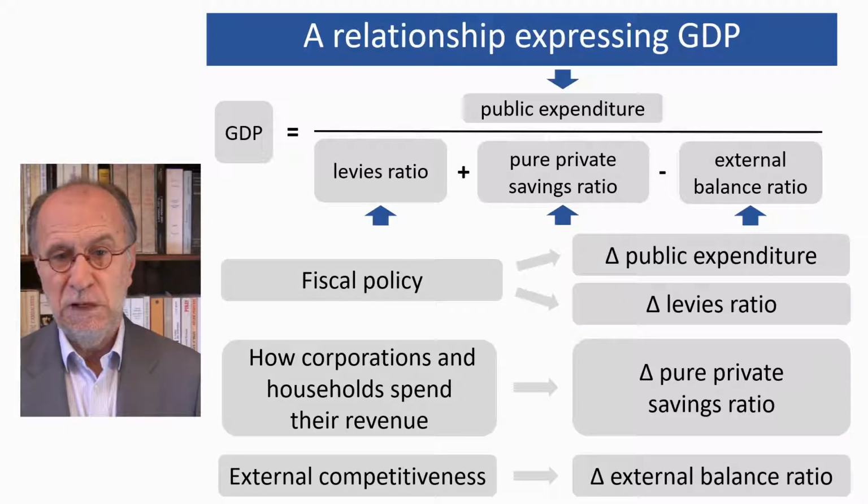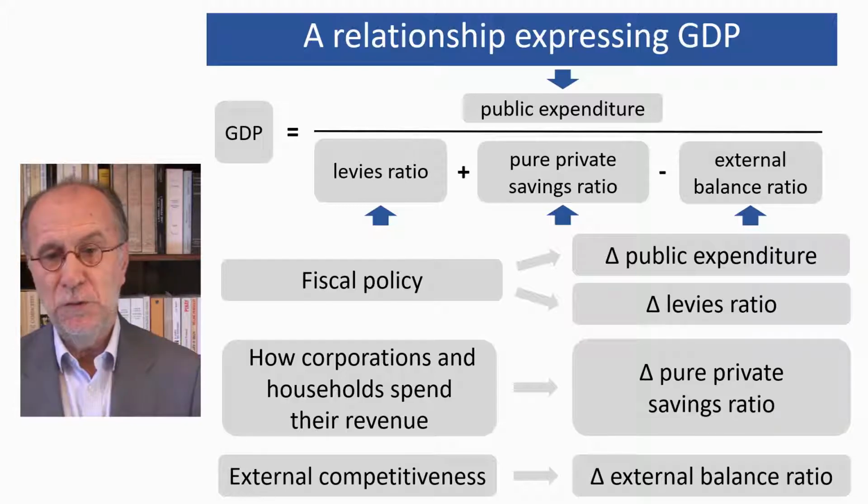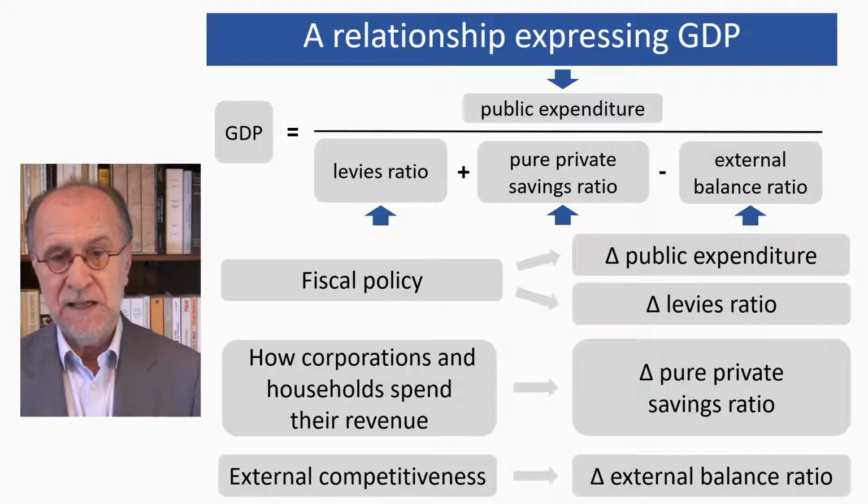The model's relevance lies in the fact that A. It expresses public expenditure as being independent from GDP changes. B. It establishes a connection between public revenue and GDP via the public levies ratio. And C. The assertion, as explained in the deficit video, that the private sector controls its balance and that this balance, combined with the external balance, determines the public balance.